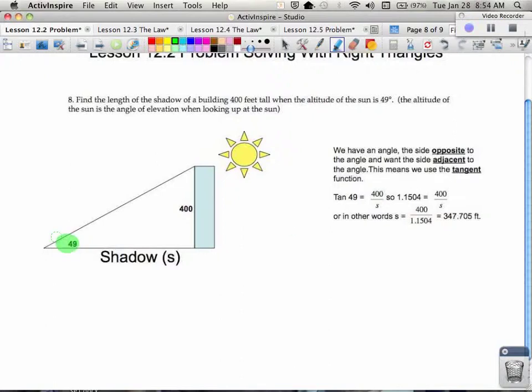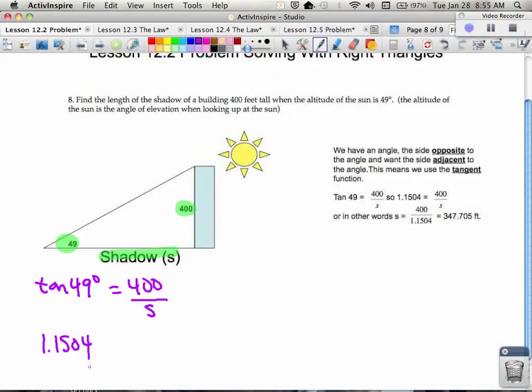I know that I'm given the side that's opposite to that, which was the height of the building, and I'm looking for the adjacent side, which was the shadow. When I set up my equation, knowing that I'm working with an opposite and an adjacent side, that means the tangent of that 49-degree angle is equal to the opposite side, 400, divided by the adjacent side, S, for shadow. I type the tangent of 49 degrees into my calculator, and I get 1.1504.